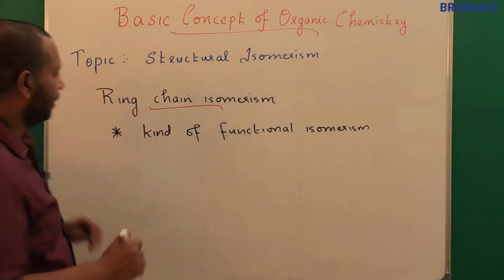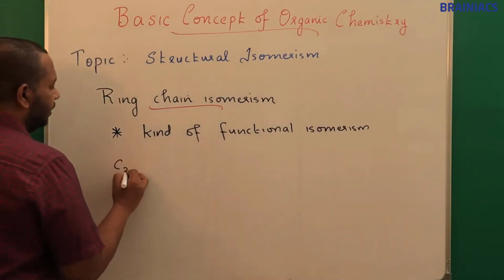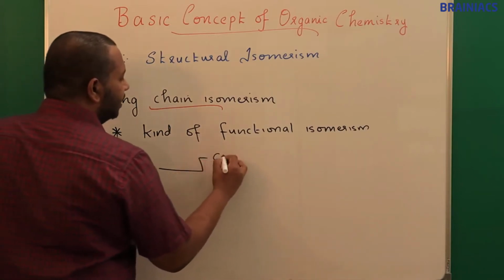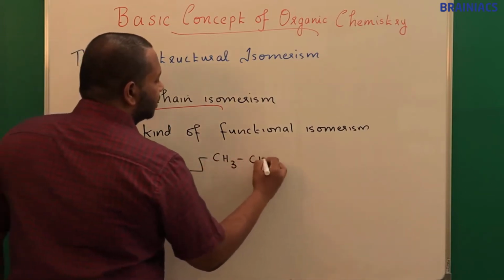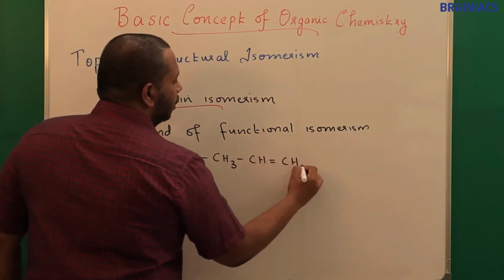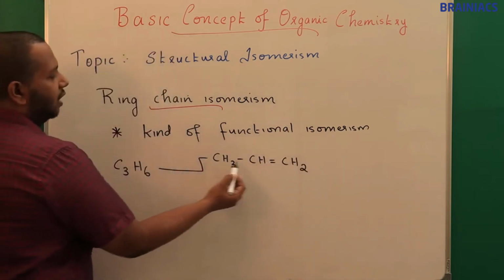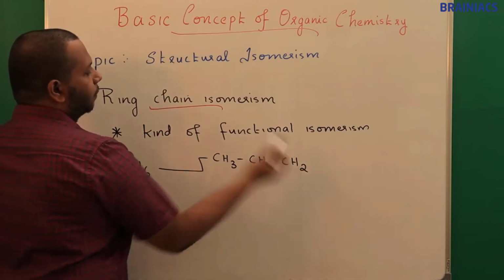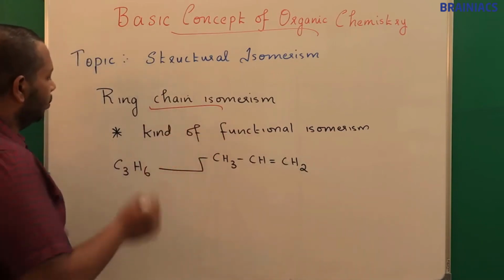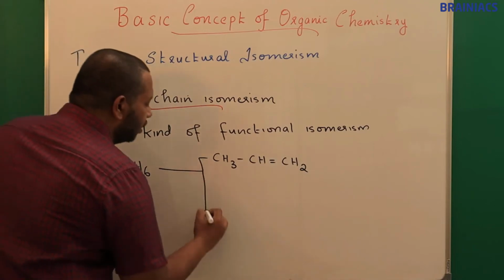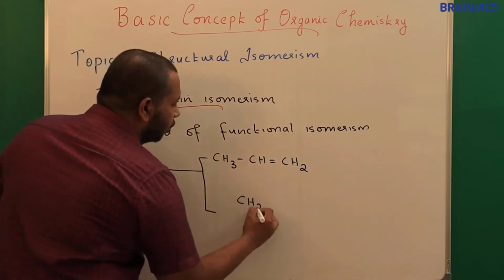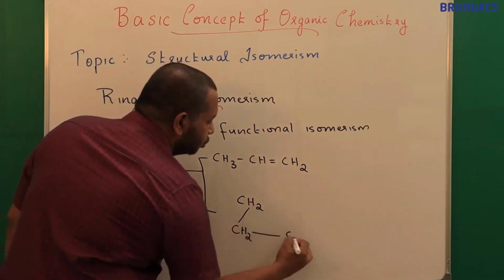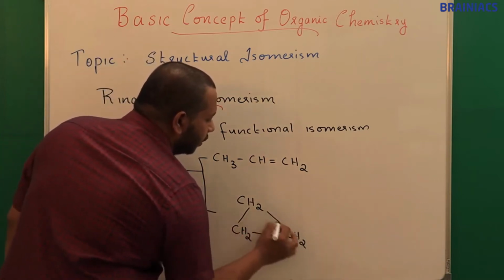For example, if you take the molecular formula C3H6, I can represent this as CH3CH=CH2. Now if you see this, 3 carbon atoms are there, 1 2 3, and hydrogen atoms 3 plus 1 is 4, 4 plus 2 is 6. Now the same thing can also be drawn like this, suppose somebody is drawing CH2 CH2 CH2 as a ring.